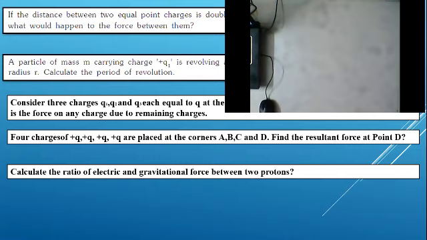In yesterday's class, we discussed a few properties of Coulomb's law and one or two problems based on Coulomb's law. In today's class, we are going to discuss some miscellaneous topics and miscellaneous questions and how to solve them.